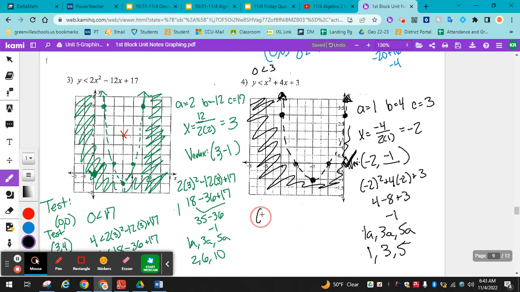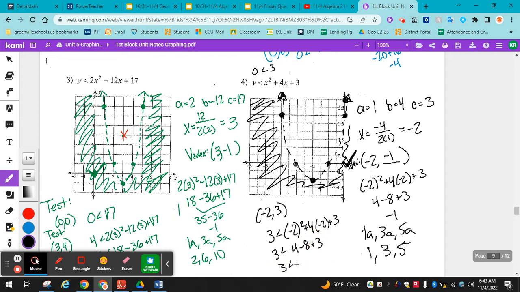Or if you wanted to check the middle, (-2, 3) looks like a good point up here. Definitely in my parabola. So 3 is less than negative 2 squared plus 4 times negative 2 plus 3. So 3 is less than 4 minus 8 plus 3.